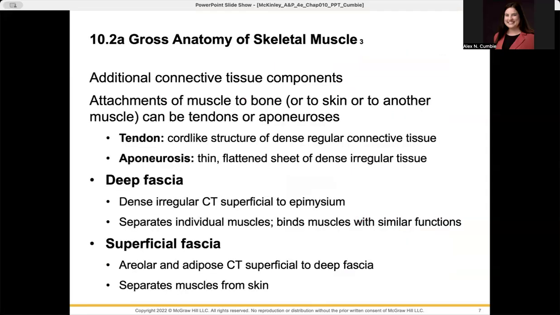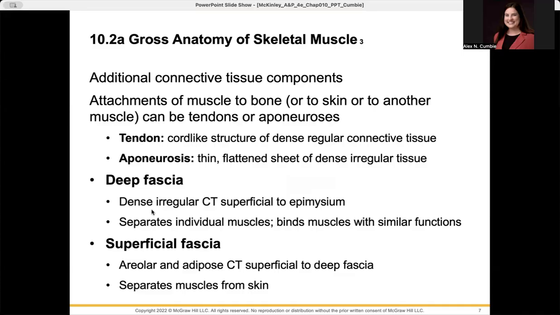So a tendon is a cord-like structure of dense regular connective tissue. We know what dense regular connective tissue is. It's what forms our tendons and ligaments. It's just this nice organized arrangement of collagen fibers. So tendons are going to connect muscle to bone. And remember, we learned the other term, ligament, which connects bones to bones, and it's part of that joint capsule.